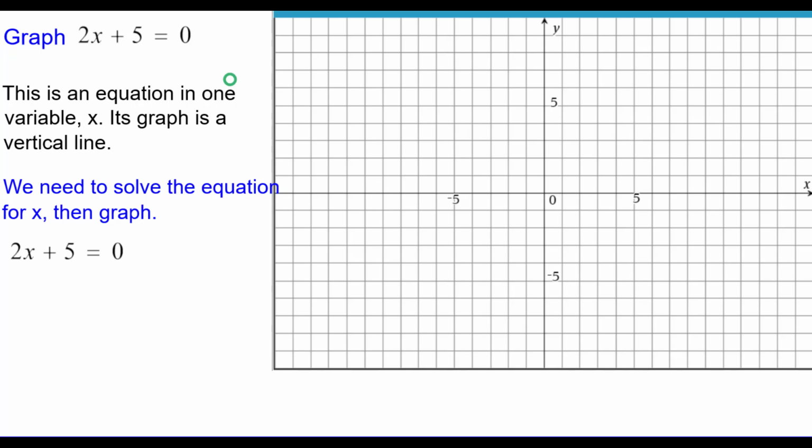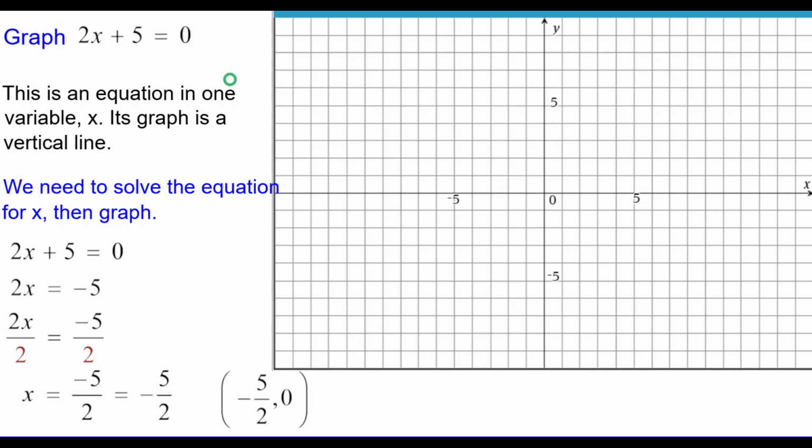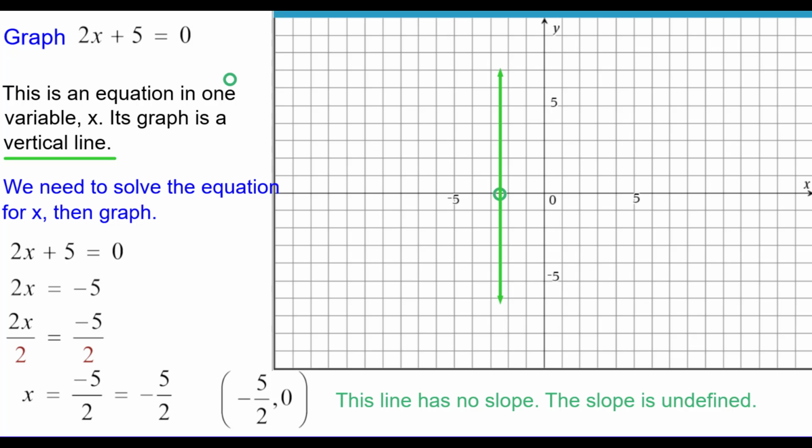Solving the equation for x, we'll subtract 5 from each side, divide both sides by 2, and get x is equal to negative 5/2. We like to use intercepts, so I'm going to use an x-intercept here, negative 5/2, 0, or negative 2.5, 0. And since it is a vertical line, we'll just draw a vertical line through that point. Recall that this line has no slope, or we say that the slope is undefined.